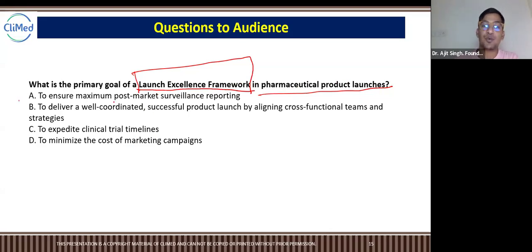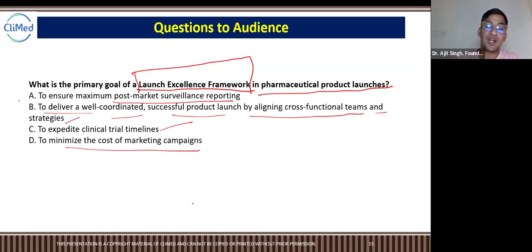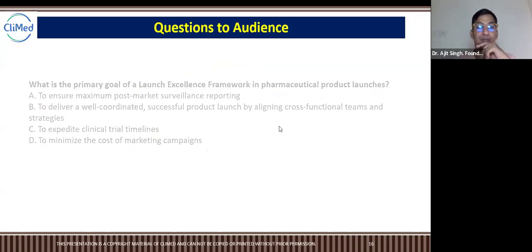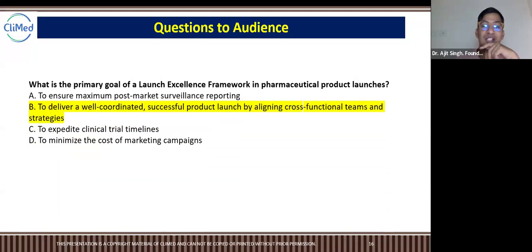What is the primary goal of a launch excellence framework in pharmaceutical product launches? To ensure the maximum post-marketing surveillance reporting, or to deliver a well-coordinated, successful product launch by aligning cross-functional teams and strategies, or to expedite clinical trial timelines, or to minimize the cost of marketing campaigns? B. Okay, perfectly fine. The answer is B, right? So why is the answer B?